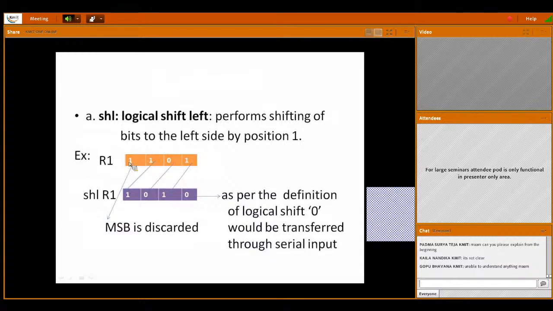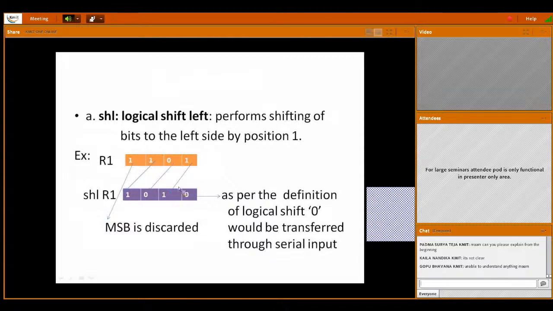When you see the definition, what is this? Logical shift is the one that transfers a 0 through the serial input. Now see here. When you transfer the bits one by one to the left side, what happened?